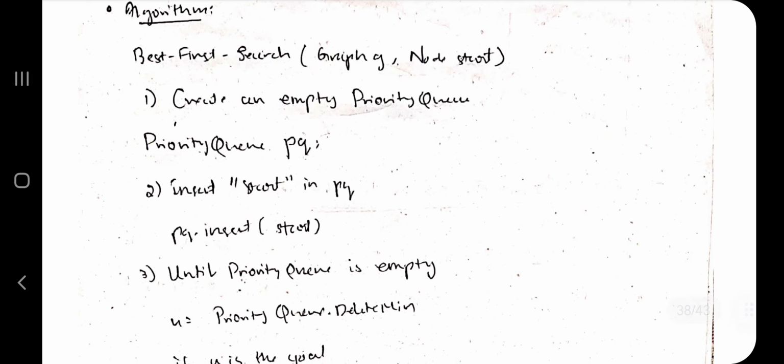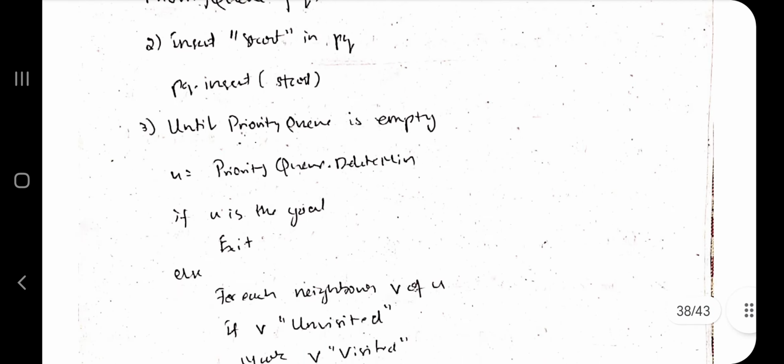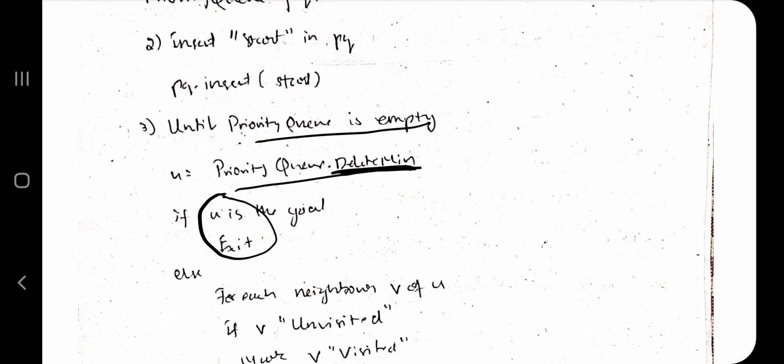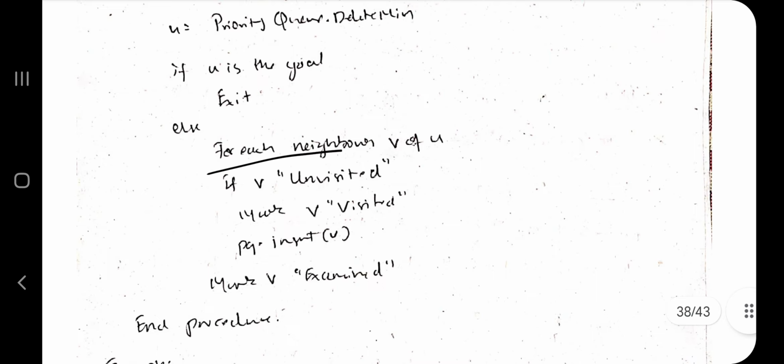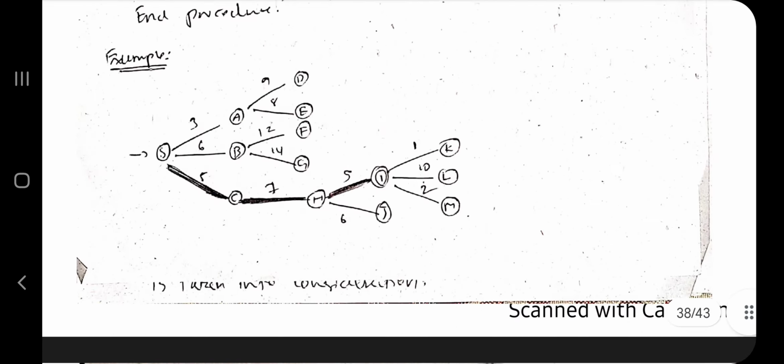So the algorithm is the same. Create an empty priority queue, which is PQ, and insert the start in it. Until it is empty, do the delete min, which is the minimum priority, take that, and if it is the goal, exit. If it is not the goal, explore all the neighboring nodes of it, mark them as visited, and which is unvisited, keep marking again. When you reach the goal, just exit.